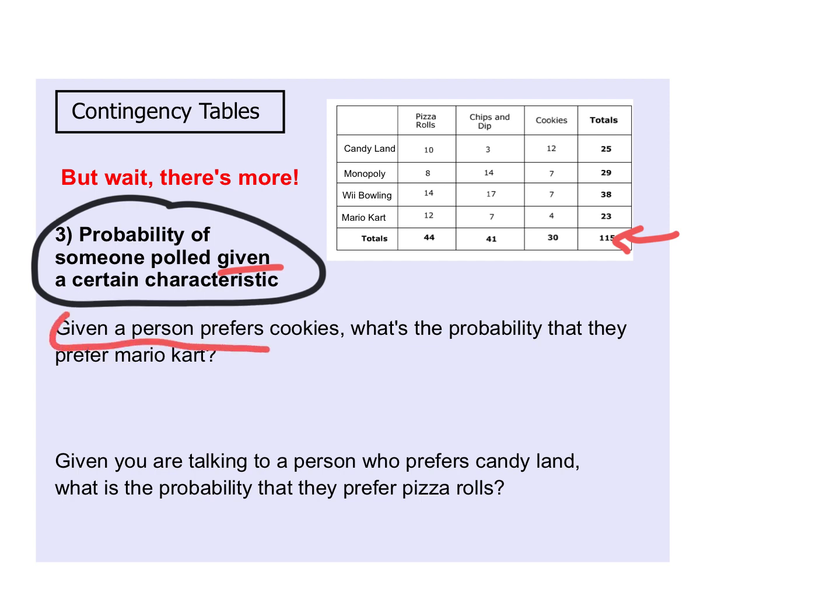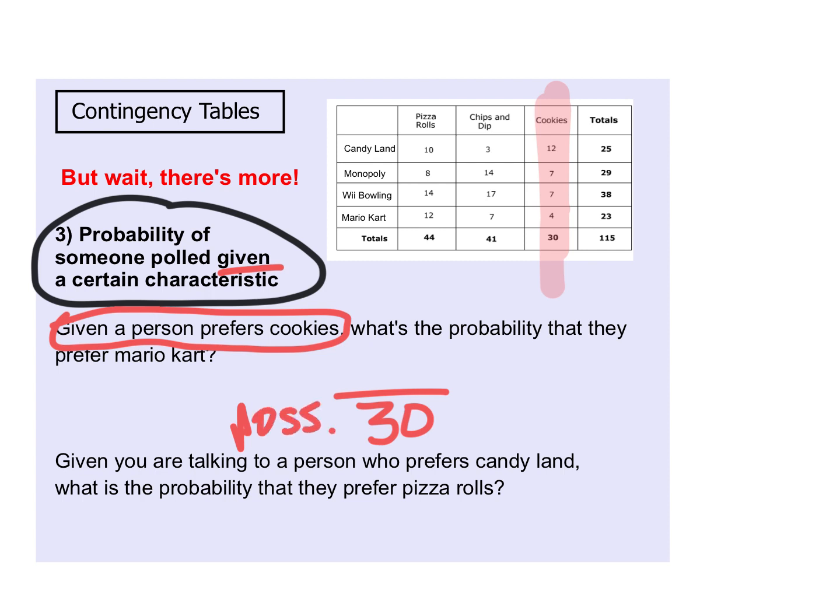Given a person prefers cookies, we aren't going to even ask the other people. We're only going to ask the people who like cookies. So it's got to be this group, which means it's not out of 115, it's out of 30. Remember, it's what you want out of what's possible. I'm going to abbreviate this, POS. The possible people we asked was 30 because we're only talking to cookie lovers.